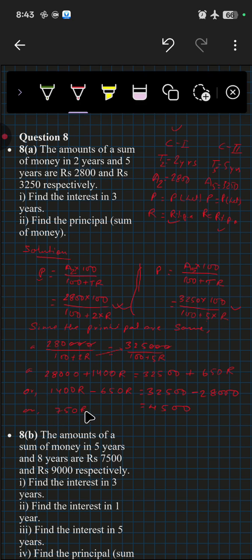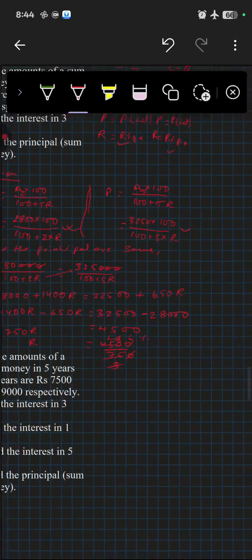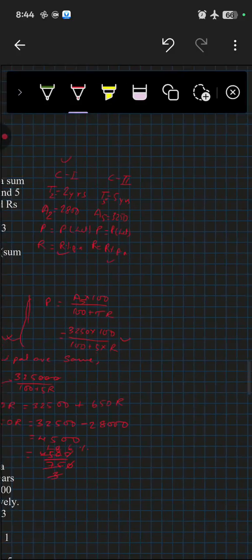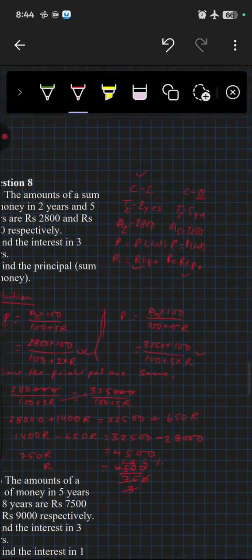750. And the value of r you will get from here, 4,500 divided by 750. Zeros are reduced. 25 3s are 75, 25 1s are 25, 200, 25 8s are 200, and 3 6s are 18. That is 6%. So the rate we have got over here is 6%. Now we can easily find out the interest.